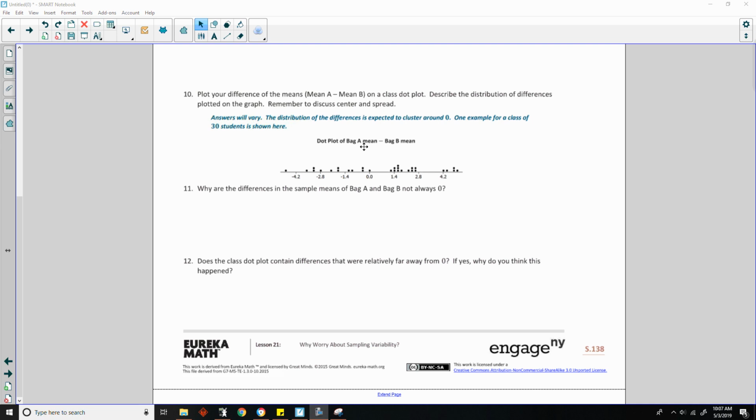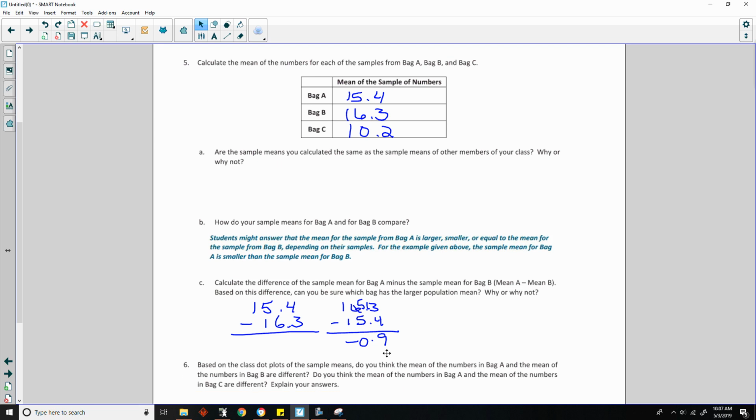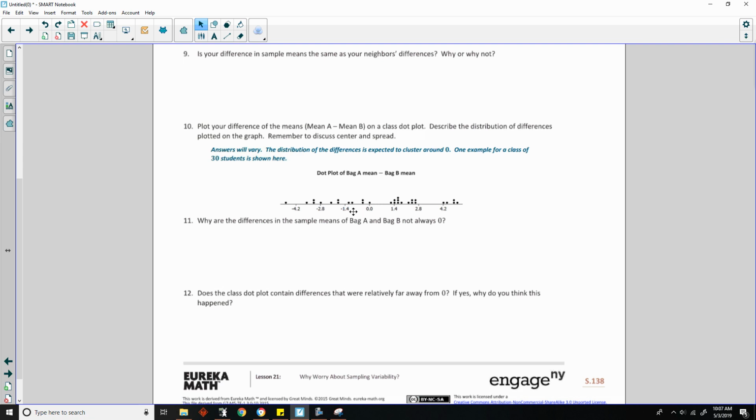So this dot plot of bag A mean minus bag B mean, and these dots are how far away you were, what the difference was. Well, what was our difference? Sample A from B was negative 0.9. So is that on here? This is negative 1.4, so it's something just less than 1. It would probably be this dot right here would be negative 0.9.